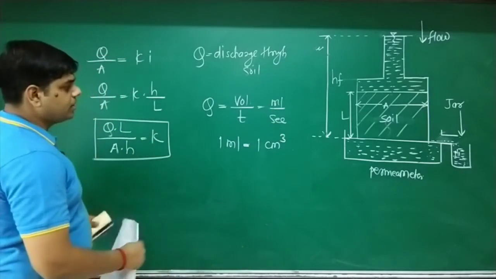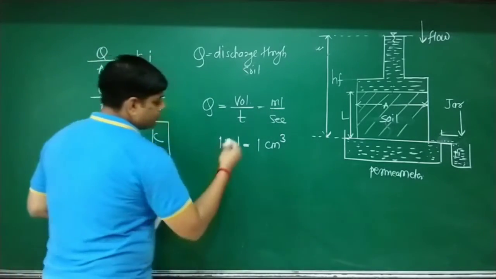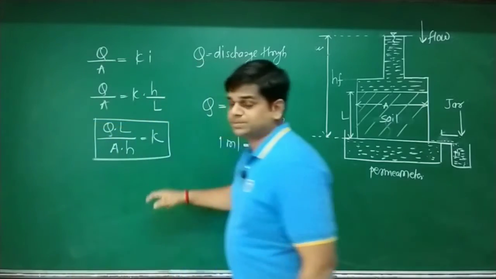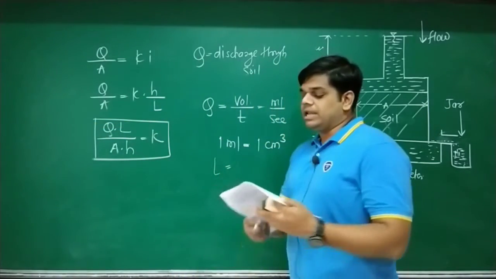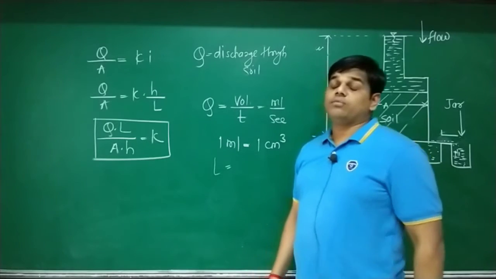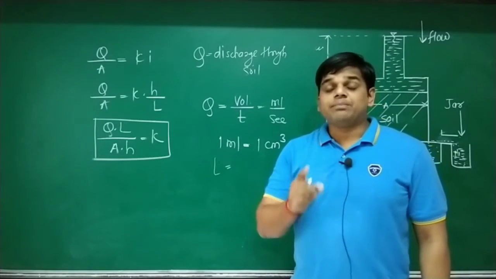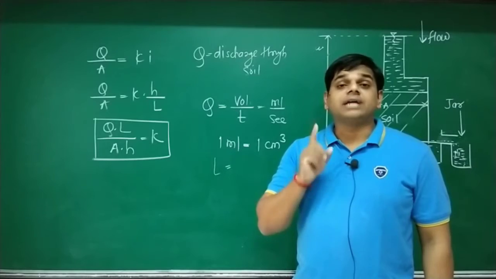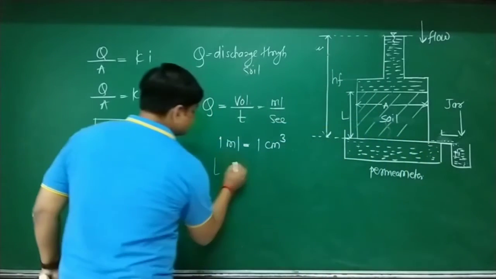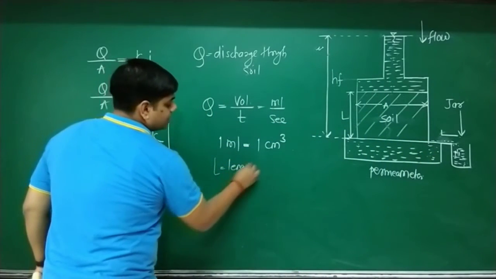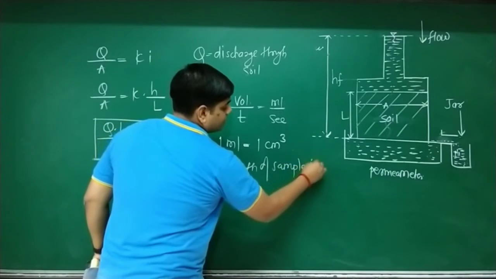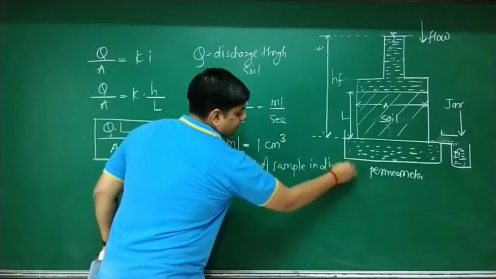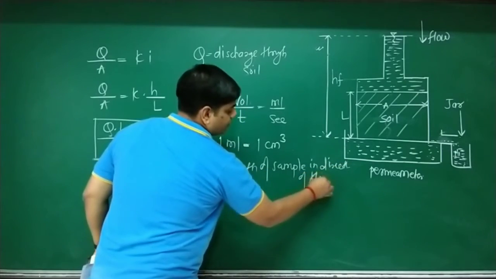Okay, now let's move to the next term available in this expression, that is L. What is L? L is the length of sample in the direction of flow. That is very important. Sample length is always measured in the direction of flow. So L stands for length of sample in direction of flow.